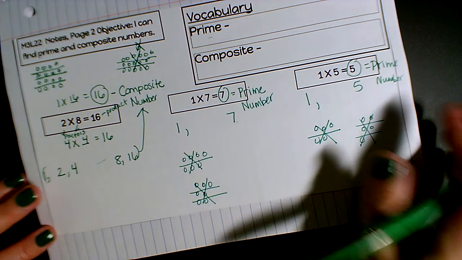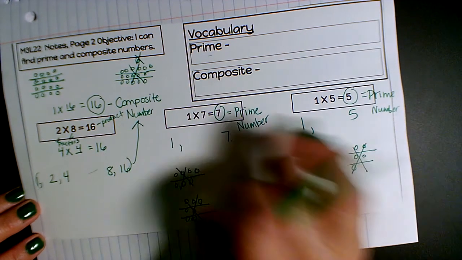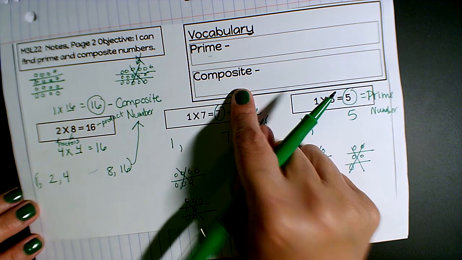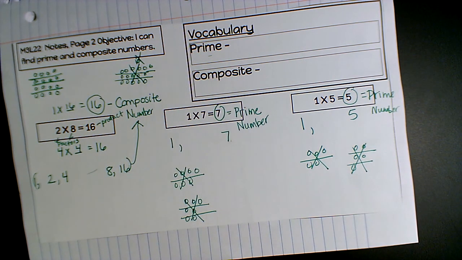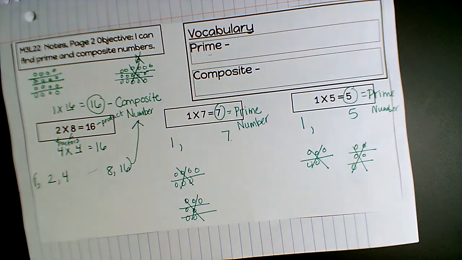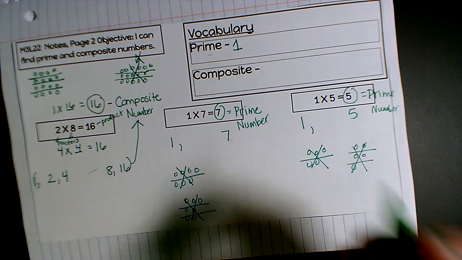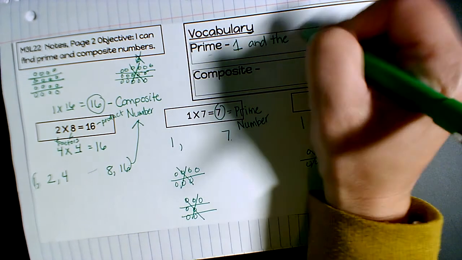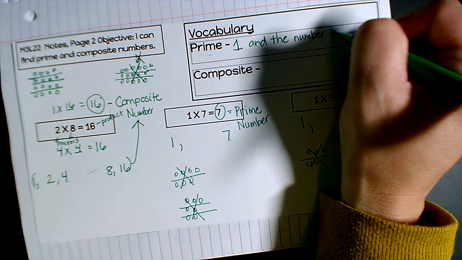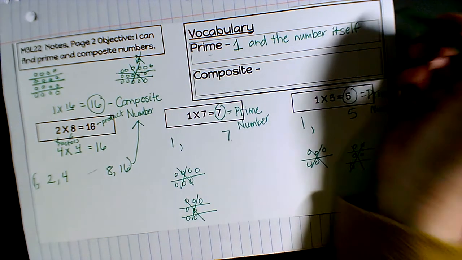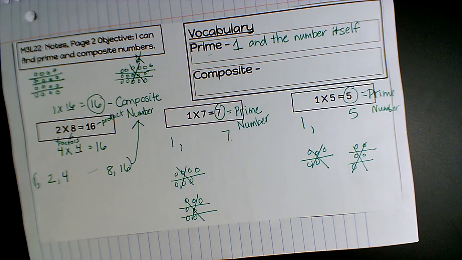Okay, so let's come up here to our definitions and let's really talk about what is the definition for prime and what is the definition for composite. This is going to be very important when you are looking at multiplication. It says a number, 1 and the number itself, are called prime numbers. So let's say that again. So prime is 1 and the number itself.